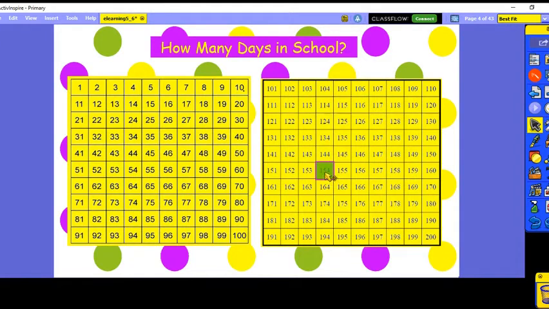Let's do 10 more, 10 less, 1 more, and 1 less. Okay, so what is 10 more than 154? 164. What is 10 less than 154? 144. Okay, what is 1 less than 154? 153. What is 1 more than 154? 155.